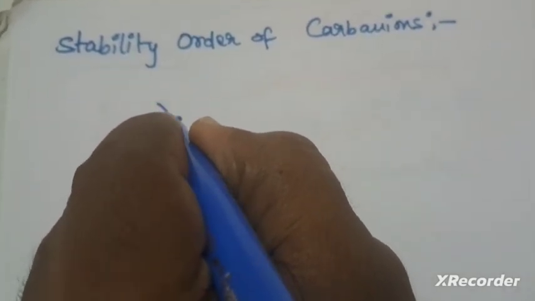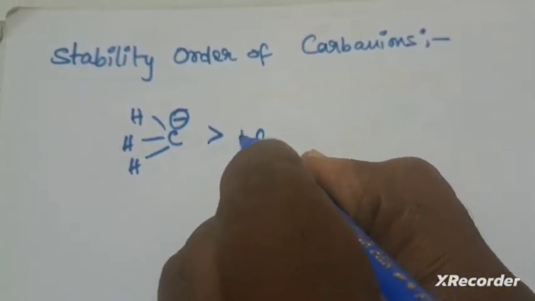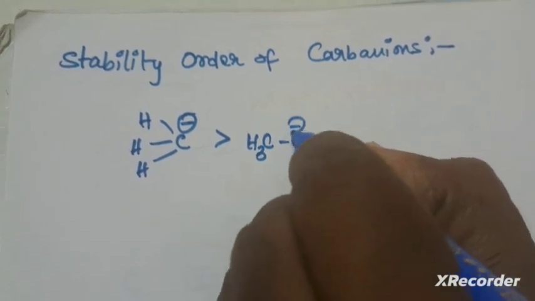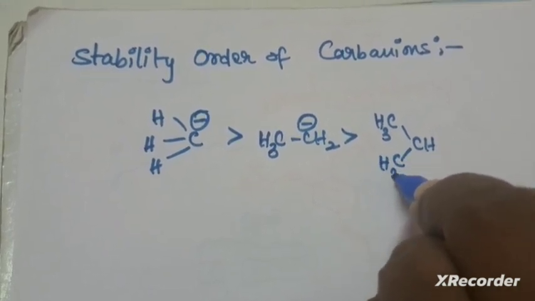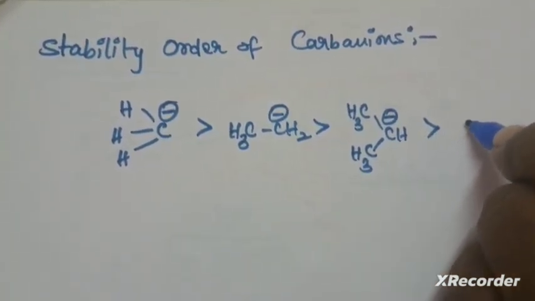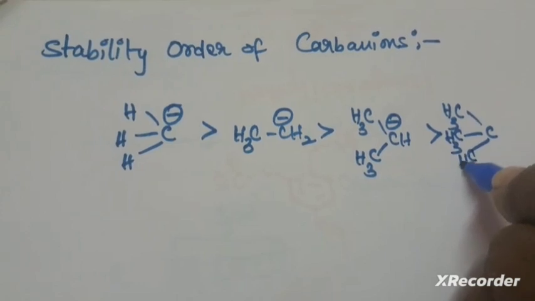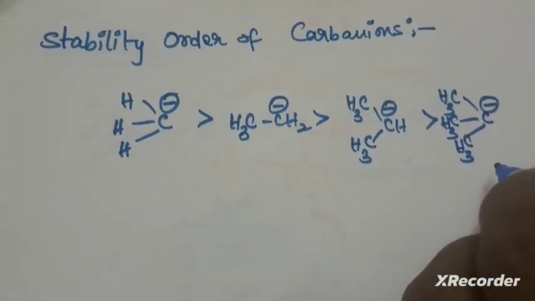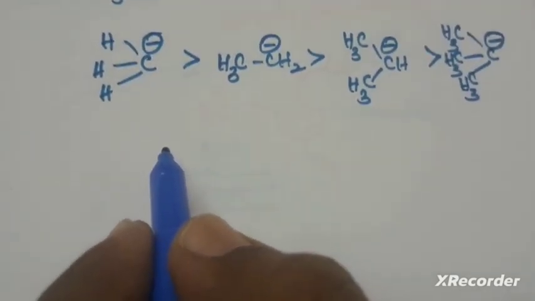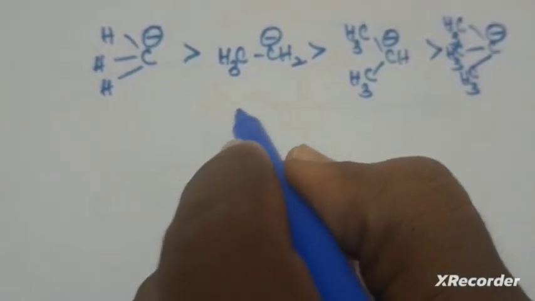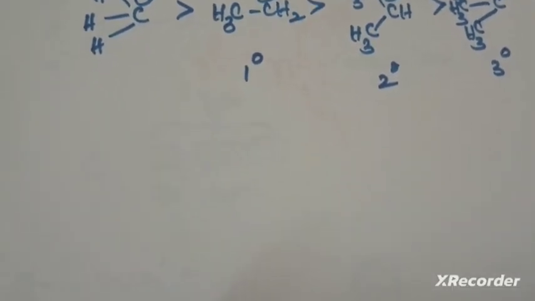So here is the stability order. Methyl carbanion is more stable than the primary carbanion. Primary carbanion is more stable than the secondary carbanion. Secondary carbanion is more stable than the tertiary carbanion. So what is the reason? Because carbon carries a negative charge, it is electron rich. So the stability increases when an electron withdrawing group is attached to the carbanion, and stability decreases when an electron donating group is attached to the carbanion. So methyl, primary, secondary, tertiary: this is the stability order of carbanions.